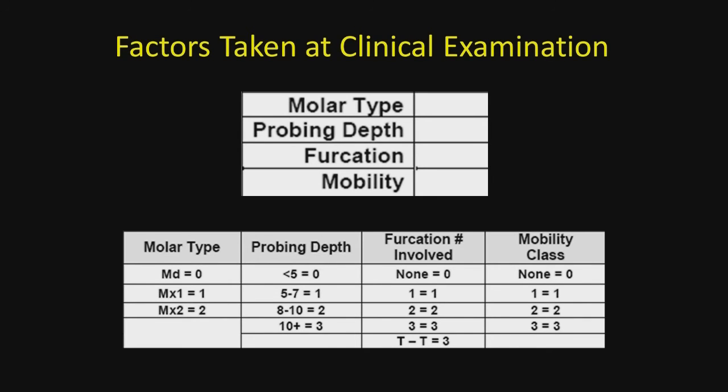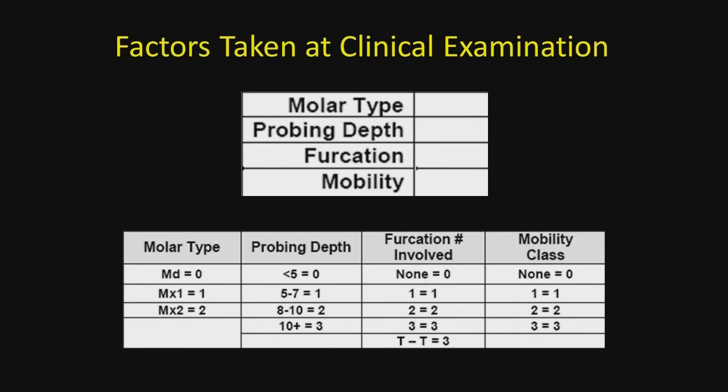Probing depths. Anything less than a 5 really does not impact prognosis. If it's a 5 to 7 millimeter pocket, we score it a 1, 8 to 10 a 2, and over 10 a 3. Now, on furcation involvement, this is extremely important that you understand this.